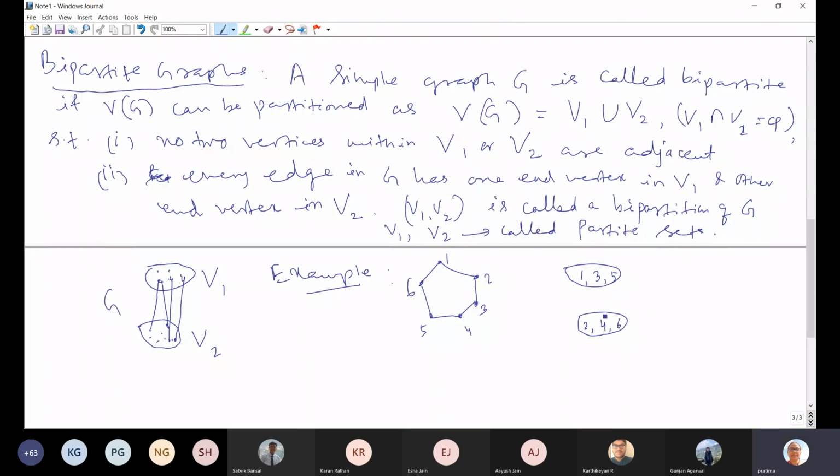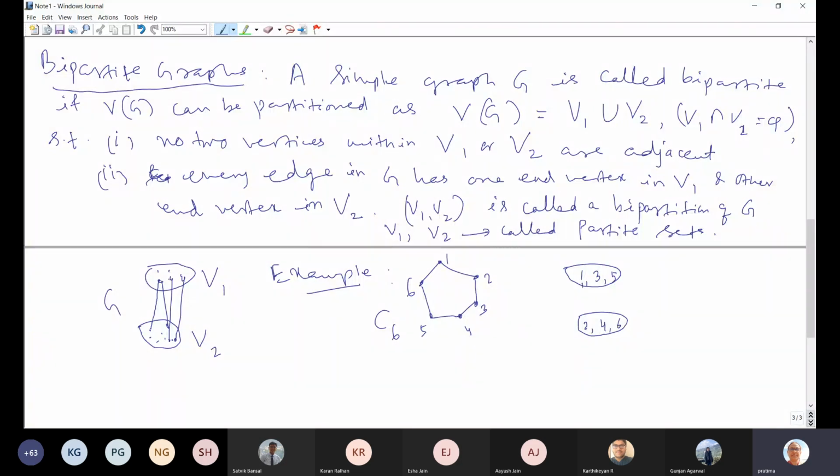This is how I am getting a bipartition of this C6. No two vertices within a part are adjacent: 1, 3, 5 form an independent set. Such a set will be called an independent set: no two vertices are adjacent in the set of vertices. Similarly here also no two vertices are adjacent: 2, 4, 6. Adjacency is between the parts only.